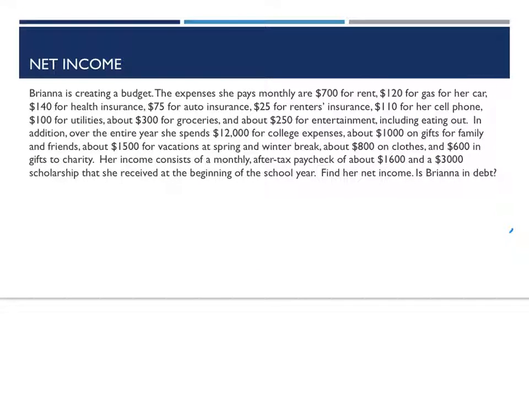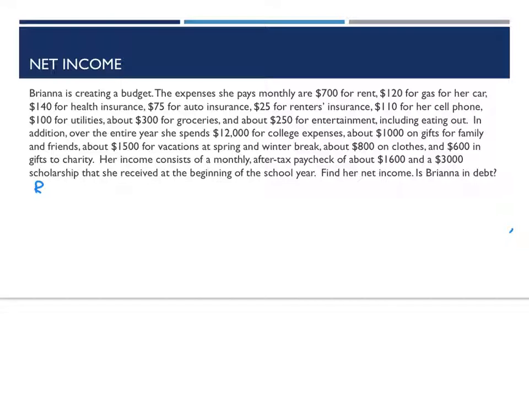Okay, let's look at Brianna. Brianna has a whole list of monthly expenses. And then she has some yearly expenses, and then we have her income. We want to find her net income. So to keep everything somewhat in order, let's start with her receipts, which would be her income.